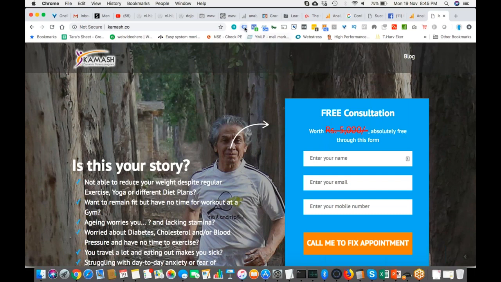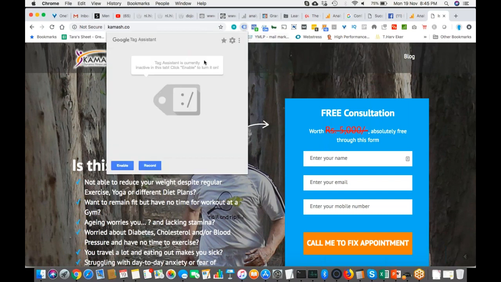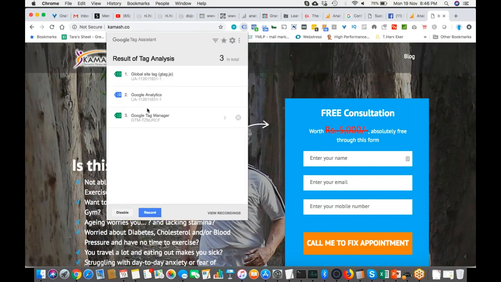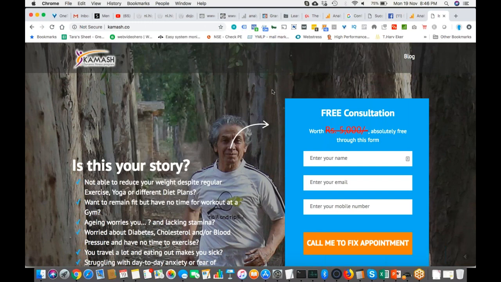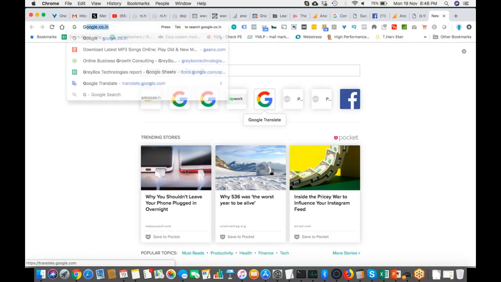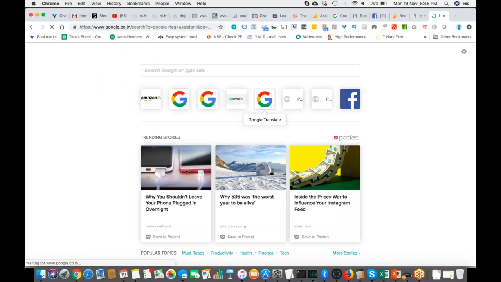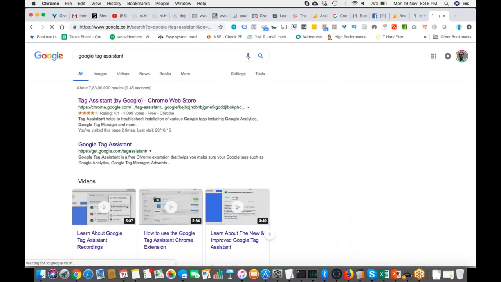You can also use a plugin called Google Analytics Tag Assistant. You install it, enable it, and reload the page, and it will report if the analytics tracking code is present on the page that you are viewing or not. So this is how you check. It shows you all the tags that it has found on the page. The name of the plugin is Google Tag Assistant, and it is available only for Chrome.